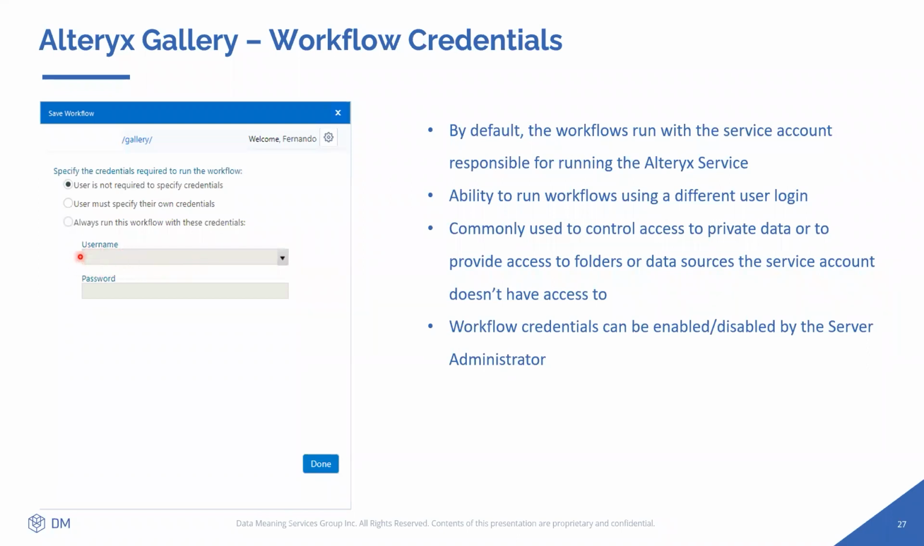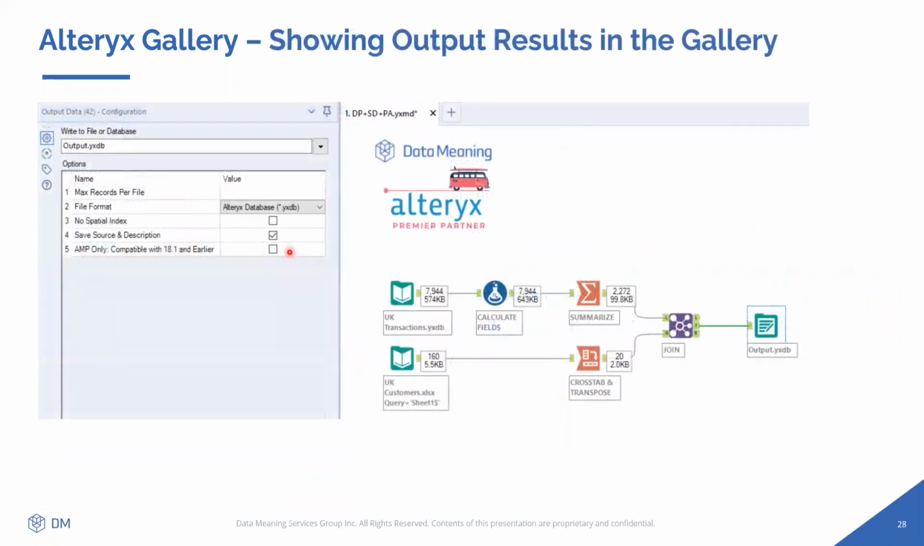It's not an open text, but a drop down for you to select between all the credentials that have been shared with you. All right, so now you know how the credentials work, you know how to publish your assets, but let's talk about showing output results in the gallery.